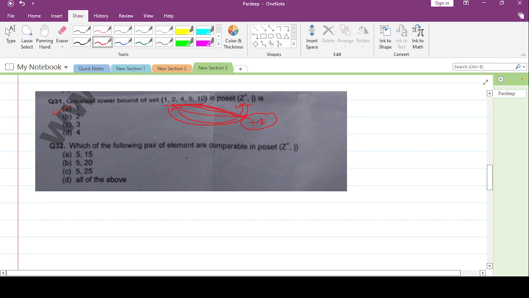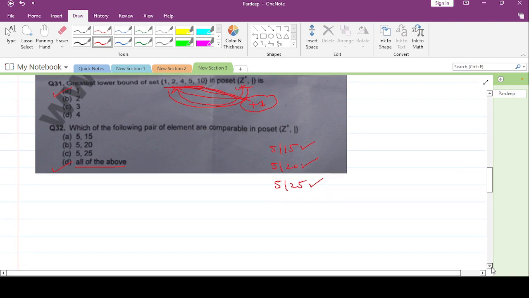Now again the next problem is which of the following elements are comparable. See, clearly 5 divides 15, so the first option is correct. But in the second option 5 also divides 20, so this is also correct. 5 divides 25, so this is also correct. So we can say that the all of the above option is correct, because 5 divides 15, 20 and 25.